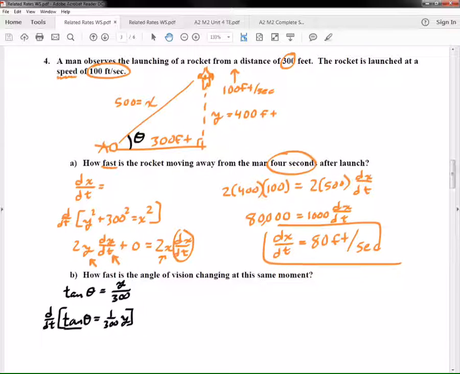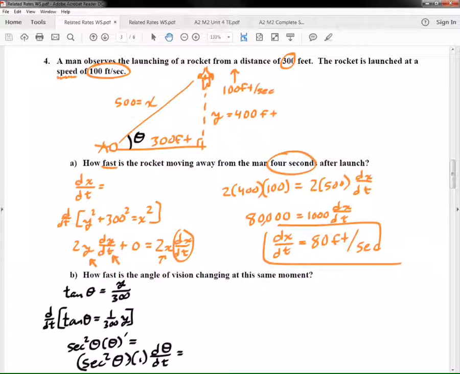If I take the derivative of tangent, that would be secant squared theta. But we then have to do the chain rule and take the derivative of what's inside of tangent. What is the derivative of theta? It's just a 1. All right, we'll finish that. So the derivative of theta is 1, so we have secant squared theta times 1. And then because I'm taking the derivative with respect to t, I get d theta over dt.